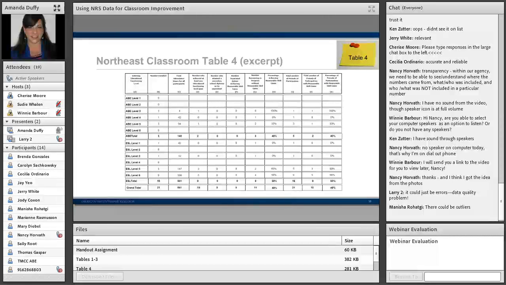This is, again, very small, but you have a larger handout in the file pod here. What Table 4 talks about and what data is collected on Table 4 is measurable skill gain by entry level. So you'll be able to look at how many people are in your class, what their attendance hours were for each of the participants, who achieved an ESL gain, who separated before achieving the gain, and who remained within that same level. So you get lots of great information from Table 4.